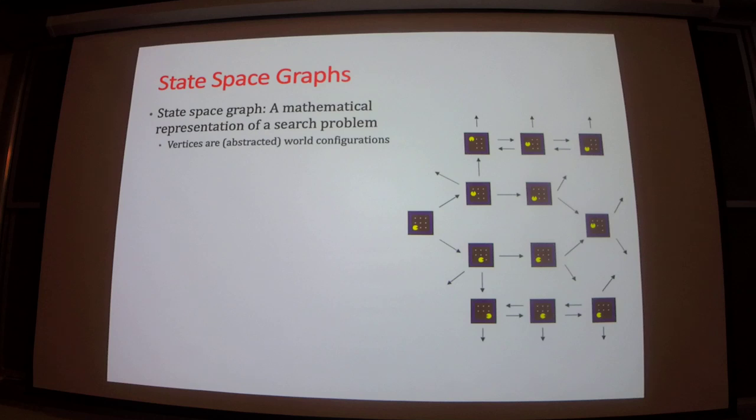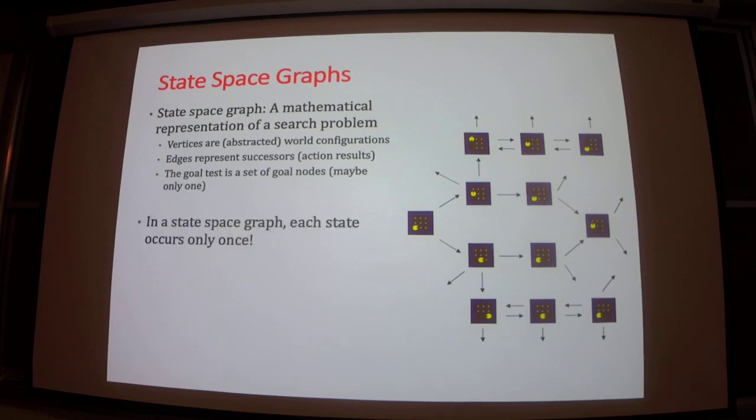Okay, so in this graph, the vertices are going to be the world configurations, and the edges are going to represent an evolution of the world in some way, the results of an action. Then the goal test is going to be, am I currently in one of the goal nodes, which are all going to be vertices in the graph, and there may be more than one, there may only be one. It's really important to note that in a state space graph, each state occurs only once. There may be many different paths from one state to another, but each state only exists once.